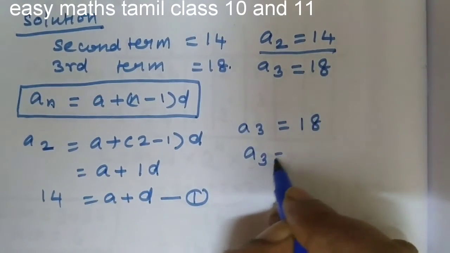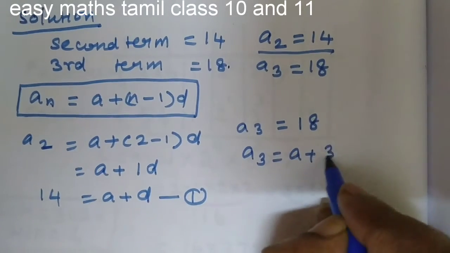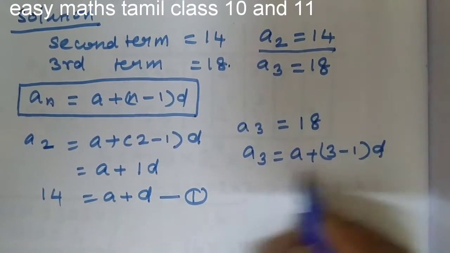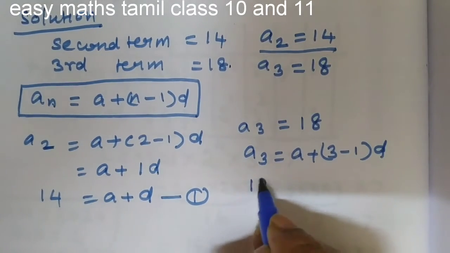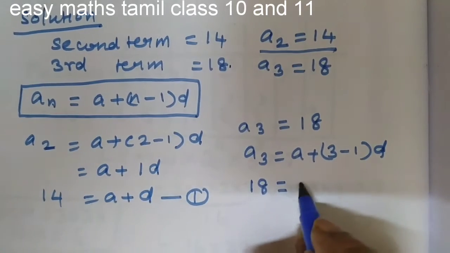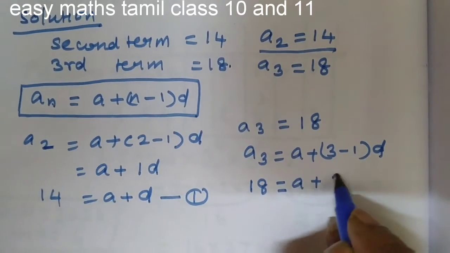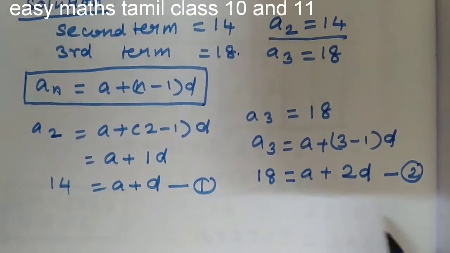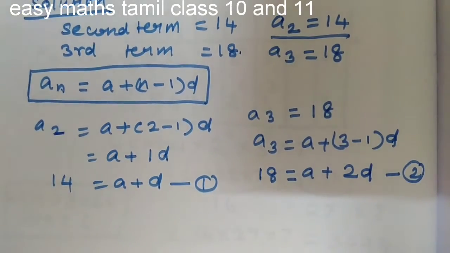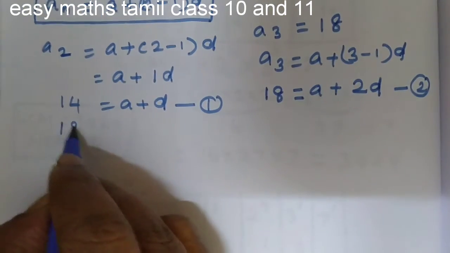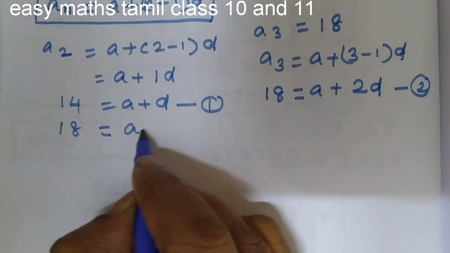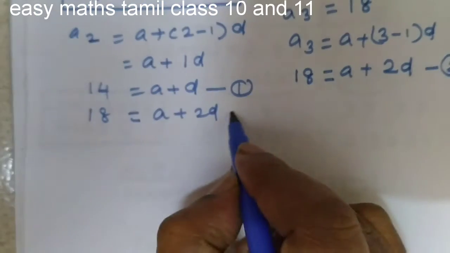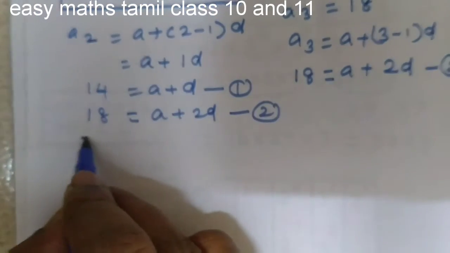A3 is 18. A3 equals A plus 3 minus 1 into D. A3 value is 18, substitute that value here, and 3 minus 1 is 2, so 2D. This is equation number 2. Now let us solve these two equations. 18 equals A plus 2D. This is equation number 2.